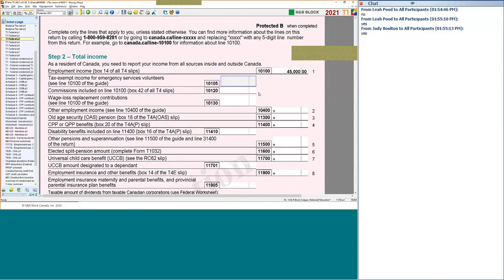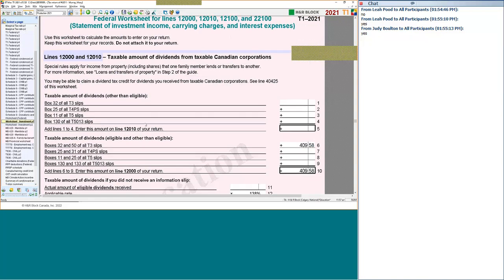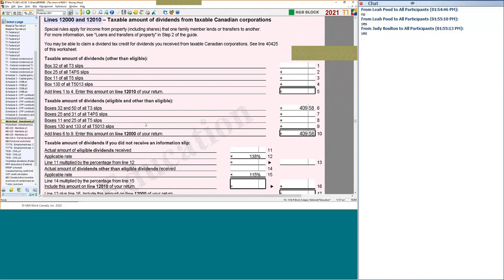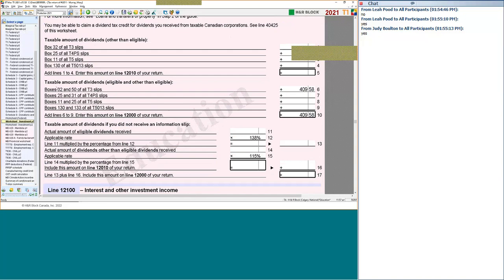Income, employment income, $45,000. I'm going to stop right there. I have a lot of investment income. The very next thing I'm going to do is a worksheet. Let's look at the worksheet. I have Canadian dividends. Canadian dividends, box 32 and box 50 of the T3 slip goes in 409.58. There's my 409.58 gross up amount only. I'm not going to put the actual amount.